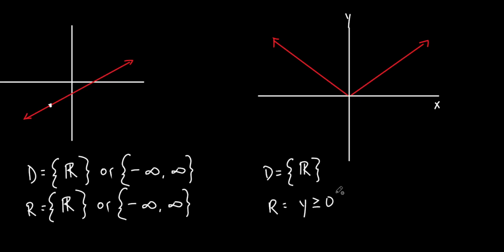I also wrote down all the non-negative numbers, okay? Why didn't I just say all the positive numbers? Why didn't I just say the range could be all the positive numbers? Because 0 is not positive, right? Okay? 0 is not positive.